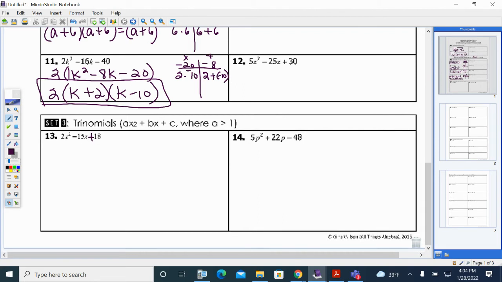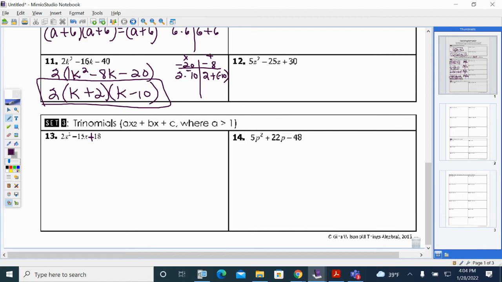It's kind of hard to read in this video. I'm sorry, but you have your copy. So again, 2x squared minus 15x plus 18. You're still going to look for greatest common factor first. Don't forget about GCF. There isn't one on this trinomial, on this quadratic.